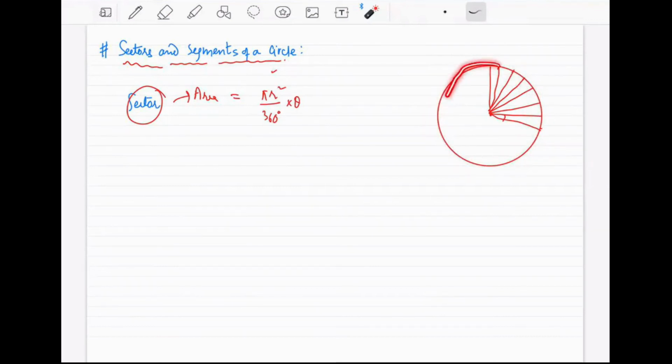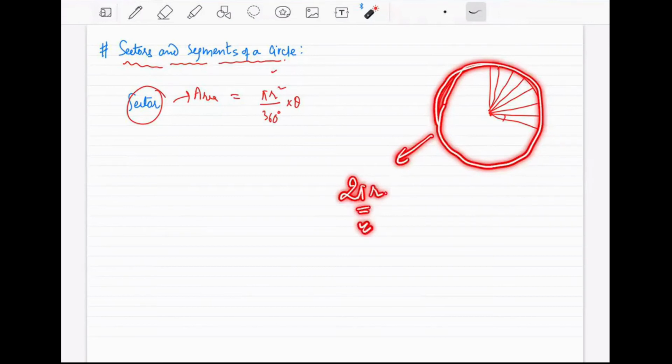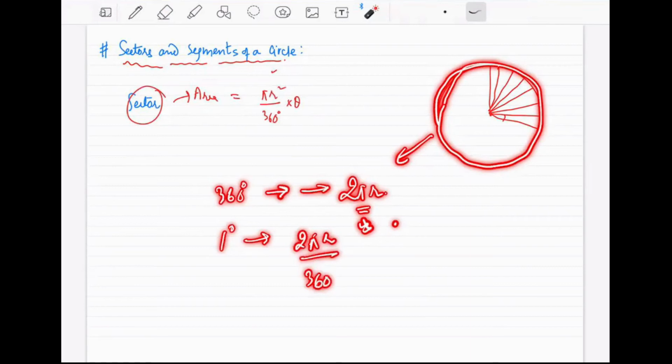What is the whole length of this? The circumference, the whole length, is twice pi r, right? So similarly, twice pi r is for 360 degrees. For 1 degree, how much will it be? Twice pi r divided by 360, right? If you cancel 2 and 360, we will have 180 as denominator. Now we will have pi r by 180.